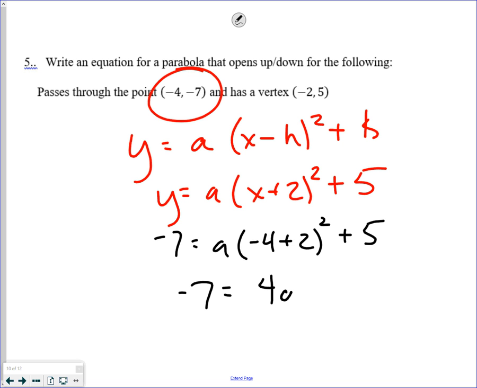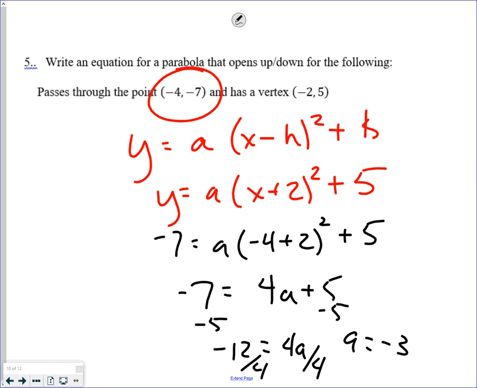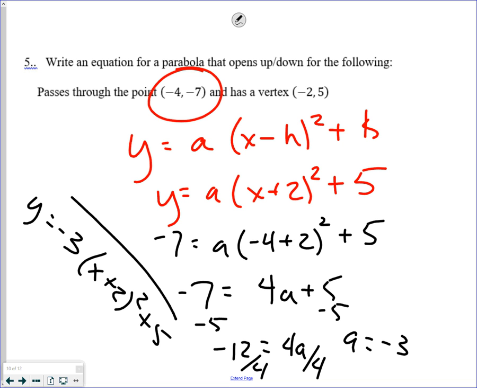I get 4a plus 5. Subtract 5. I get an a value of negative 3. So the answer to this question, I'm going to write it kind of going down sideways over here, is negative 3(x + 2) squared plus 5. So this is the equation given that vertex and that point.